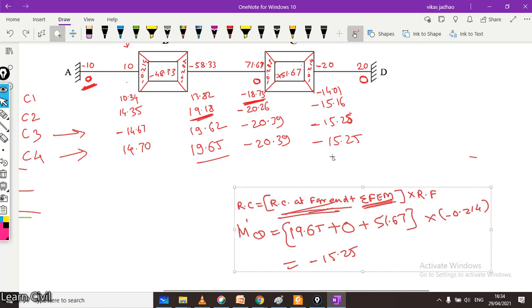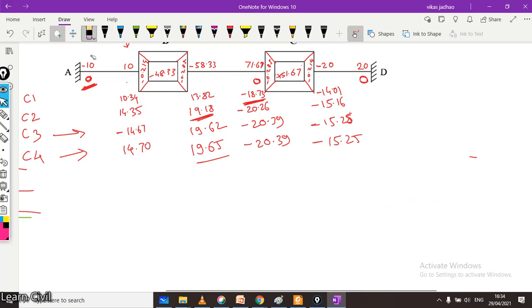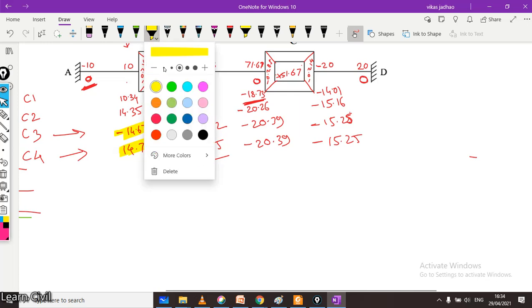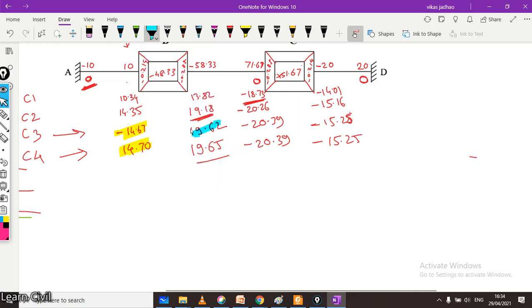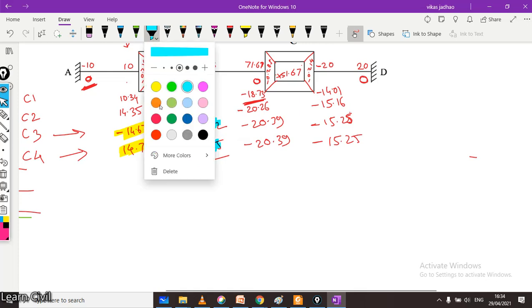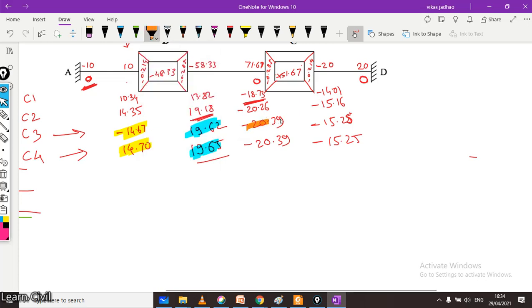Okay, so you can see here the difference between these two values is very small. You can see here again the difference between these two values is again very small, 0.03. Again you can see the difference between these two values is 0 only. Again here the difference between these two values is 0. So these are our final solution.